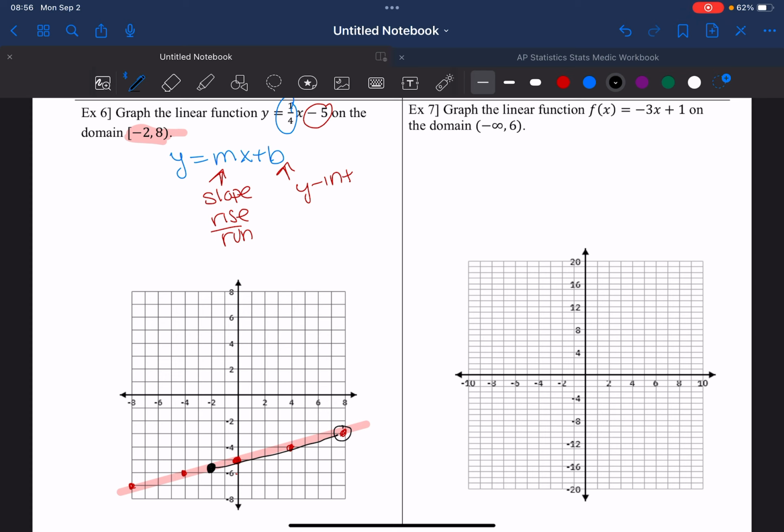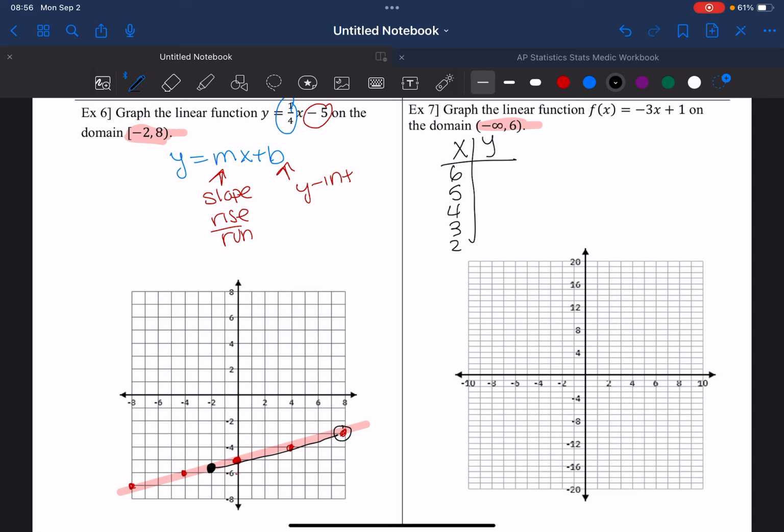On number 7, I'm going to show you the other method. The other method for this is to create an XY table. On this XY table, we are going to only put X values that fall within our domain. In this case, our domain is negative infinity to 6. So I can choose numbers 6, 5, 4, 3, 2, and I could keep going down all the way into the negative numbers. I could pick 0, negative 10, negative 20, but I'm just picking those numbers to guarantee that they fit on my graph here.